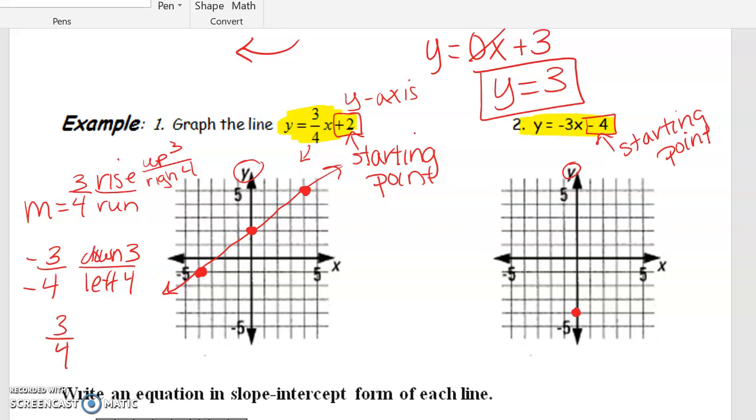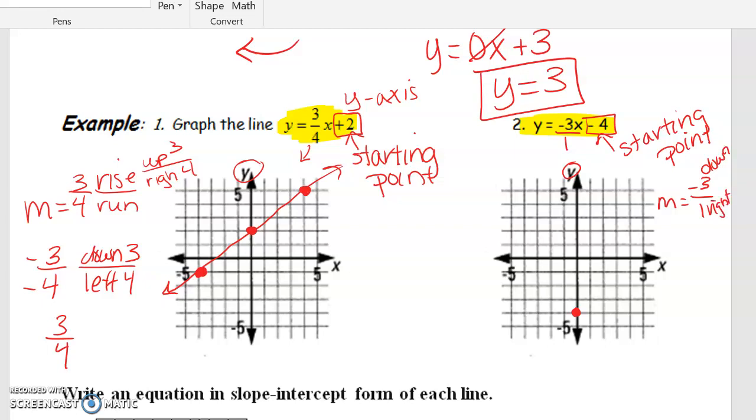Now my slope is negative 3. So in order to incorporate the idea of rise over run, sometimes it's easier to put our slope in fraction form. So if it's a whole number, we know that we can just write whole numbers over 1. So that means that my slope is negative 3 over 1, which is my rise over run, which means I'm going down 3 and right 1.